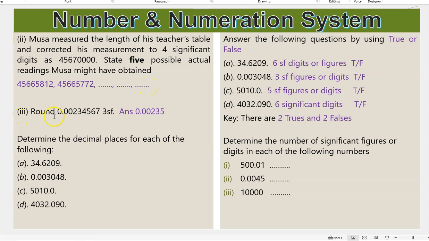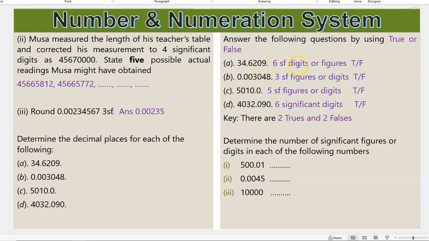The third question says round 0.0023457 to 3 SF. I've provided the answer, but do it yourself and check whether you get it correct. Determine the decimal places for each of the following. How many decimal places are in each of these numbers? Answer the following questions by using true or false.